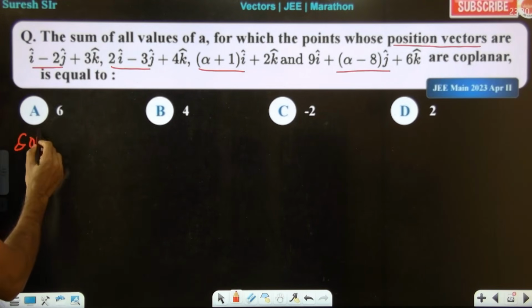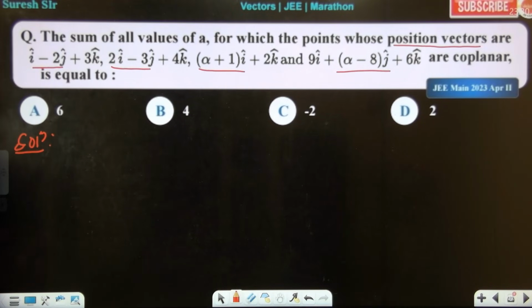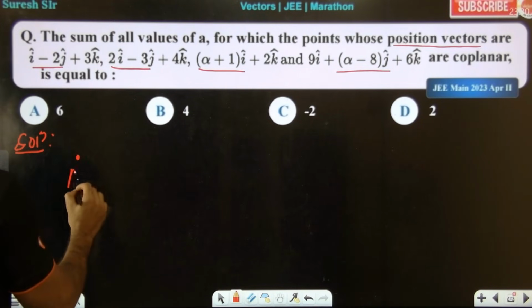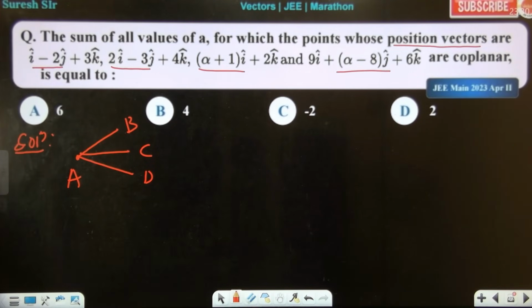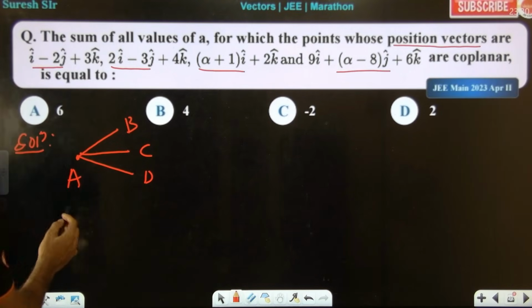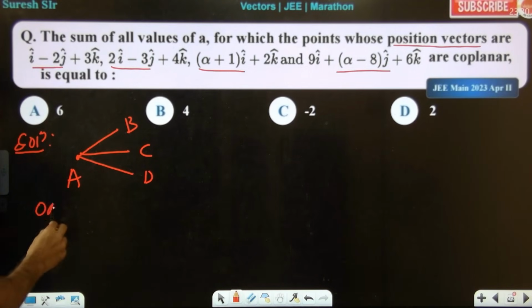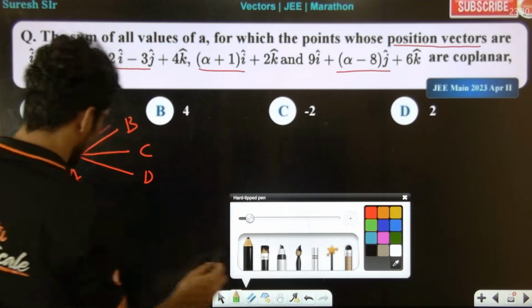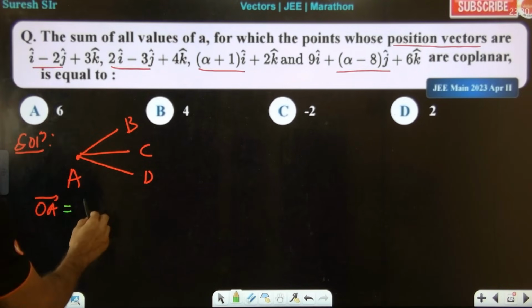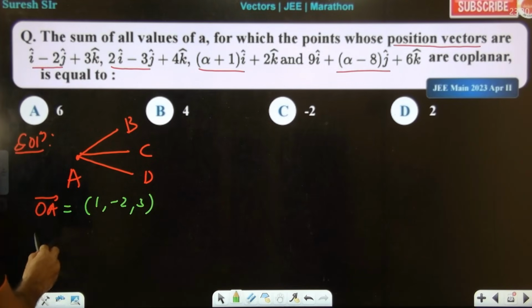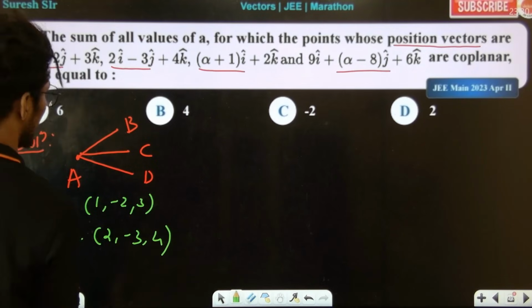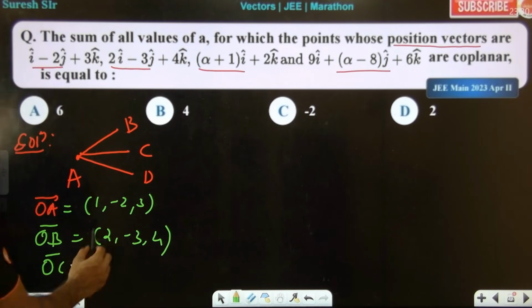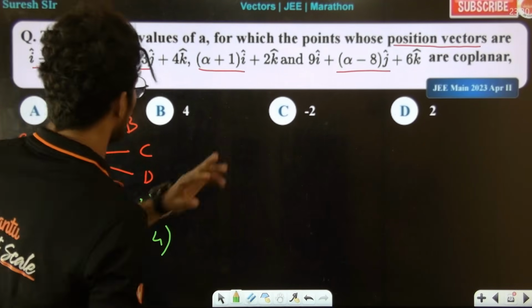What they have given, let me tell you. Points whose position vectors are coplanar is basically this is A, this is B, C is the D. Yes or no? Let us take it like this. A is a reference point. So tell me now, what position vector have they given? They have given OA. What is that? OA is 1, minus 2, 3. OB is what? OB vector is 2, minus 3, 4. And OC is what, sir? What is OC? Tell me, guys. Alpha plus 1.